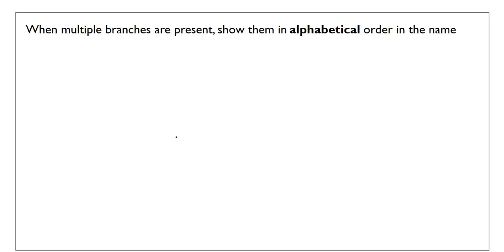Hello, so I'm just going to make this really quick video. I just have 3 points I want to emphasize regarding IUPAC nomenclature as well as the different types of formula of organic compounds. The first point is that when multiple branches are present, you want to show them in alphabetical order in the name. I don't think I have formally told you this in the original video on naming.